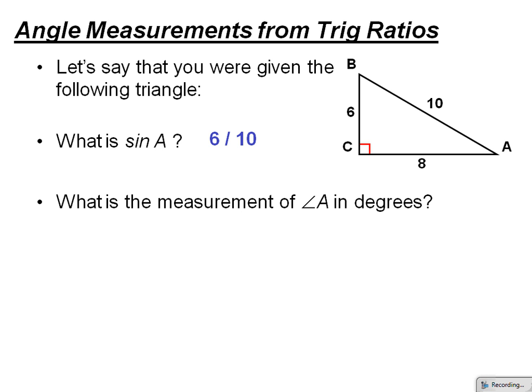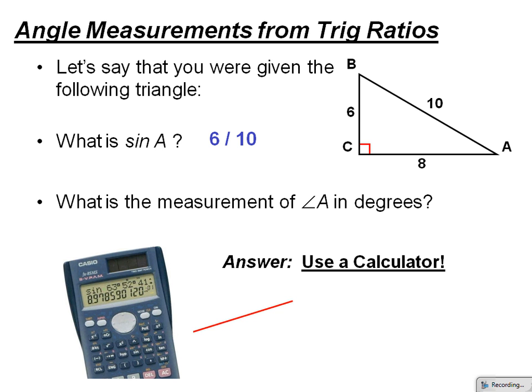Well, guess what? Your calculator can do this too. Now, on your calculator, not only do we have these sine, cosine, and tangent keys, there's also the inverse sine, cosine, and tangent keys. So if you do 6 divided by 10 in your calculator, and then do the inverse sine of that ratio, you'll get an angle measure of 36.87 degrees.